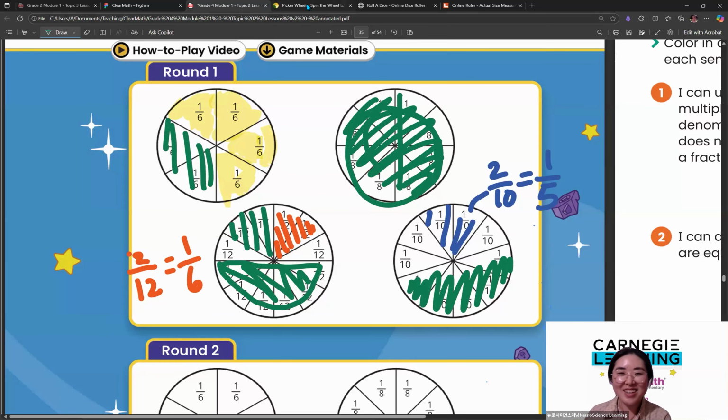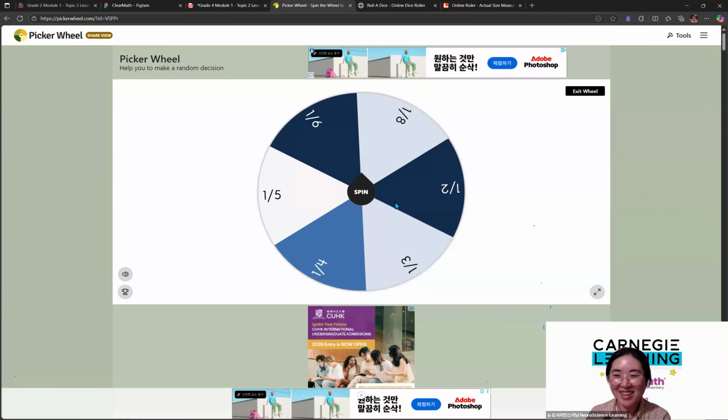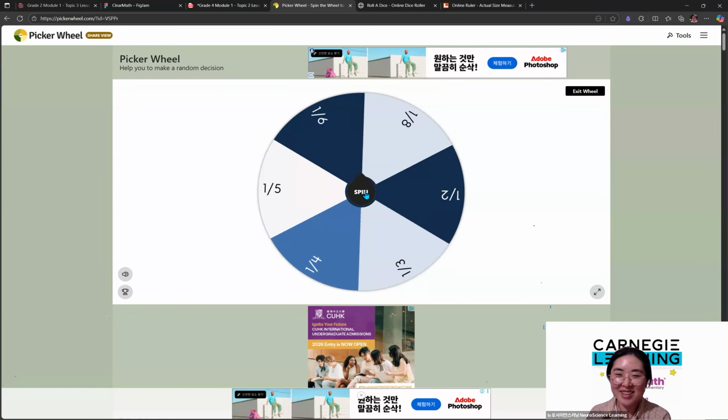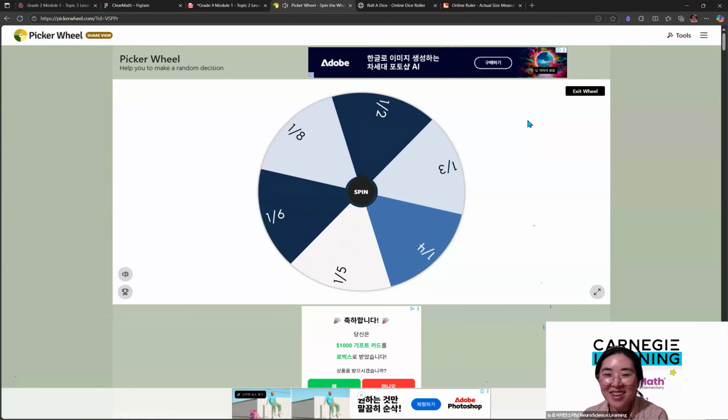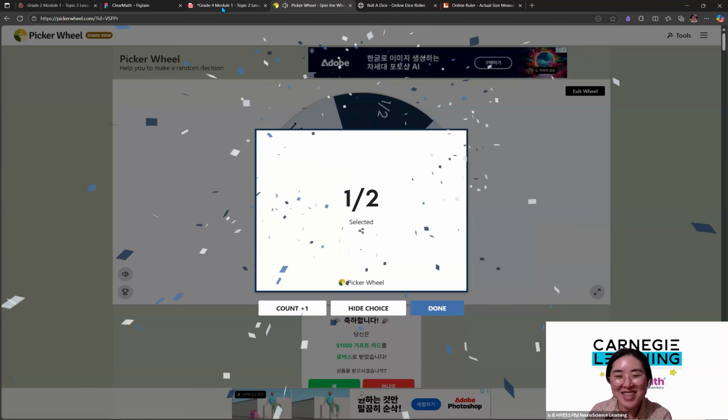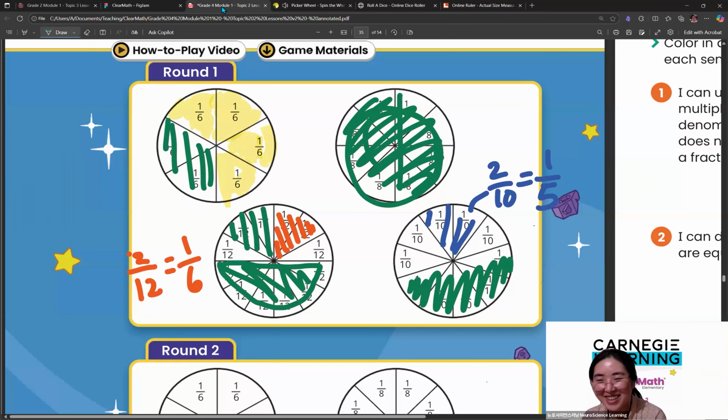Okay, Hajin's turn. You ready? Yes. Spin the wheel. Can you shade anything? No, you can't. You can't shade anything. All of the fractions that are left is less than half. So same for you, Eugene.